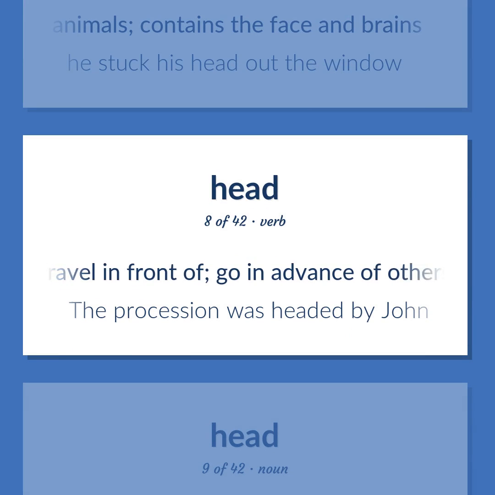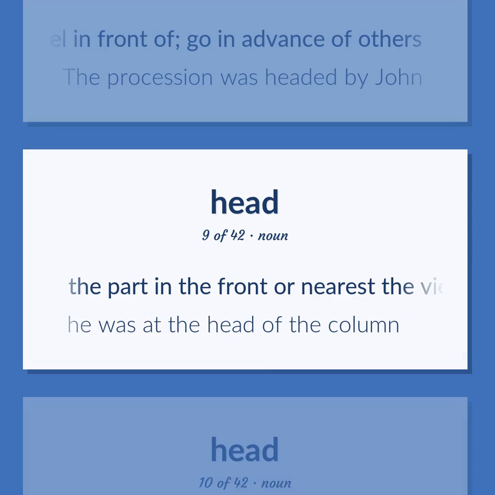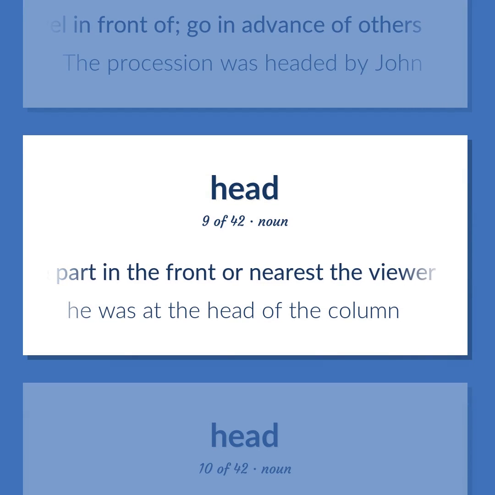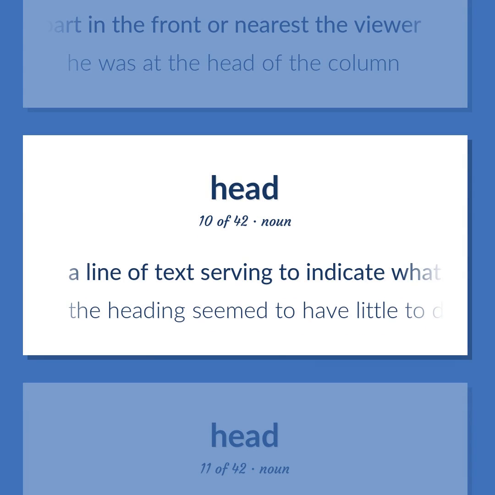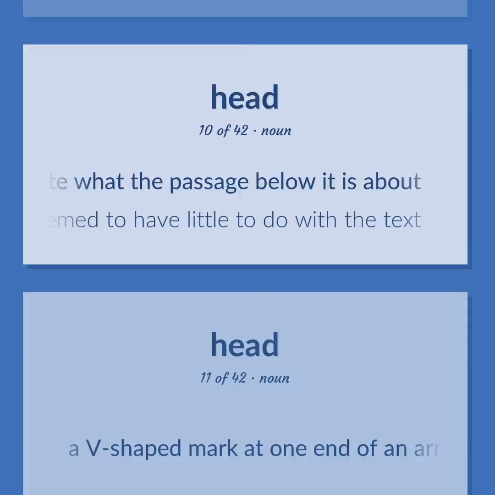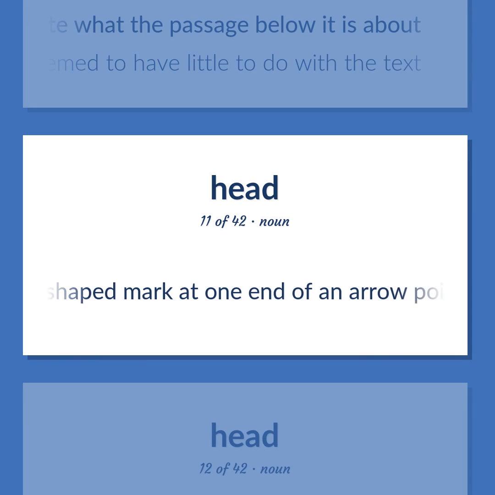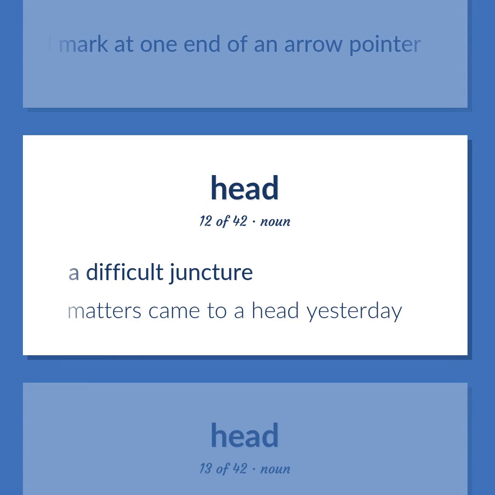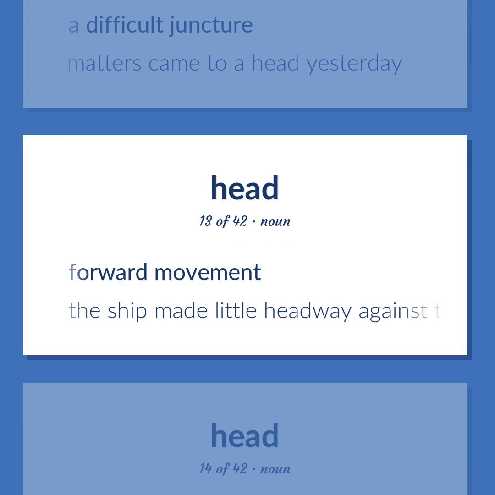Travel in front of, go in advance of others. The procession was headed by John. The part in the front or nearest the viewer. He was at the head of the column. A line of text serving to indicate what the passage below it is about. The heading seemed to have little to do with the text. A V-shaped mark at one end of an arrow pointer. A difficult juncture. Matters came to a head yesterday. Forward movement. The ship made little headway against the gale.